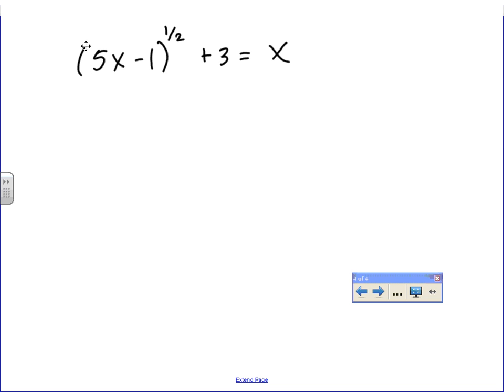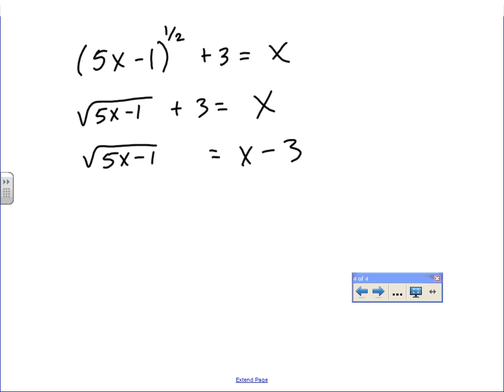Now, if you want to write it that way, you could. Now, you want to rewrite it so it's the square root instead? Okay, that's fine. That would work. All right. Now, let's isolate the radical. So what do we need to do there? All right. Subtract 3. Okay. Square. All right.